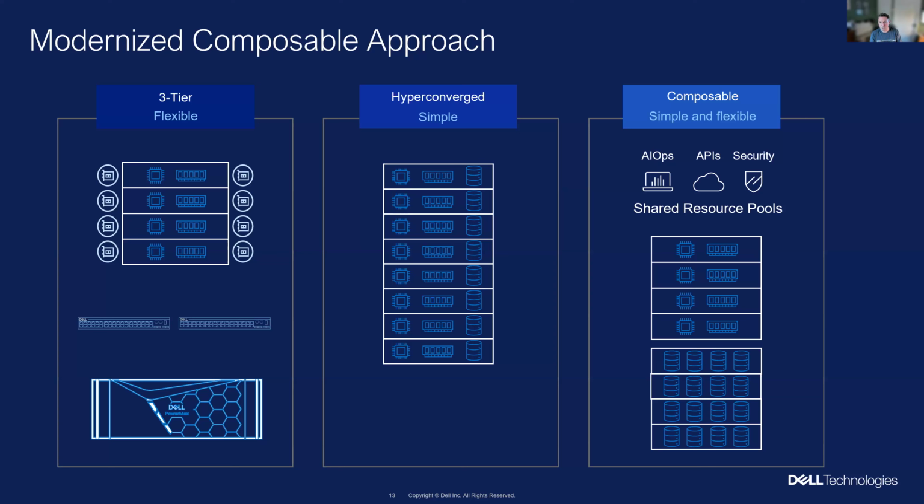It becomes a shared resource pool, allowing you to deploy workloads, take workloads down, and put it back into the pool, essentially. We wrap around that security, robust APIs, and AI Ops, which is our software as a service monitoring and deployment tool. So the reason I wanted to level set with this is simply because the solutions I'm going to mention here, the majority of them will fall into that composable space.